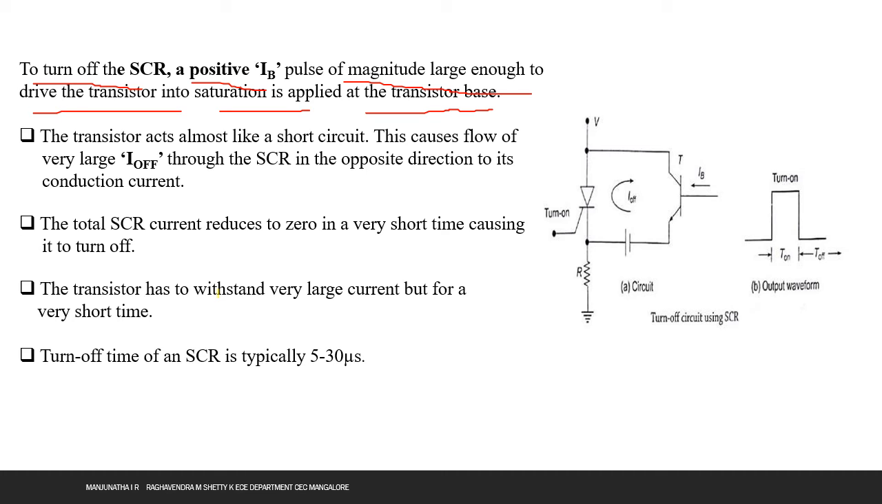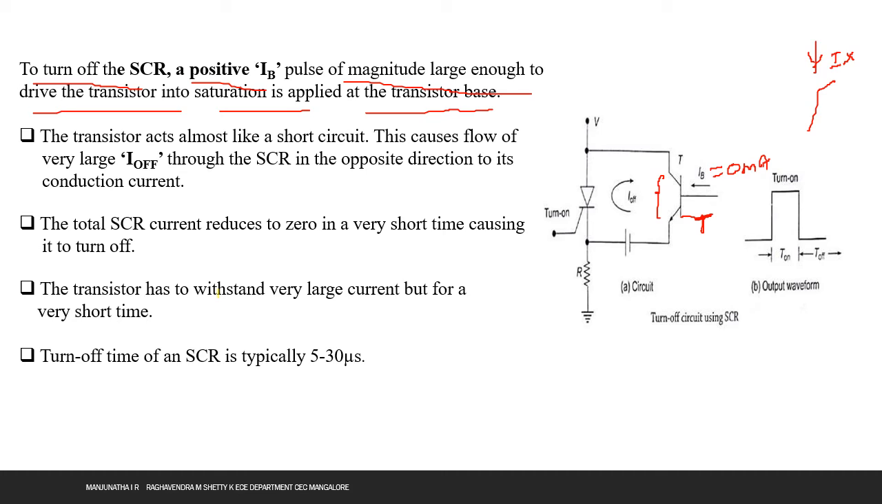When IB is equal to 0, that is 0 milliamps, this transistor T is not going to conduct, and this portion becomes an open circuit. In an open circuit, there is no chance of current flow.